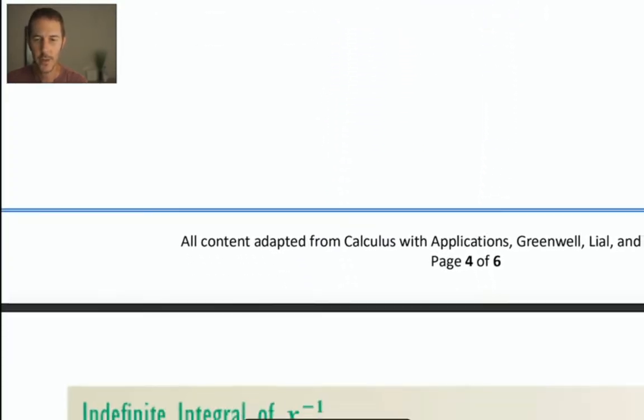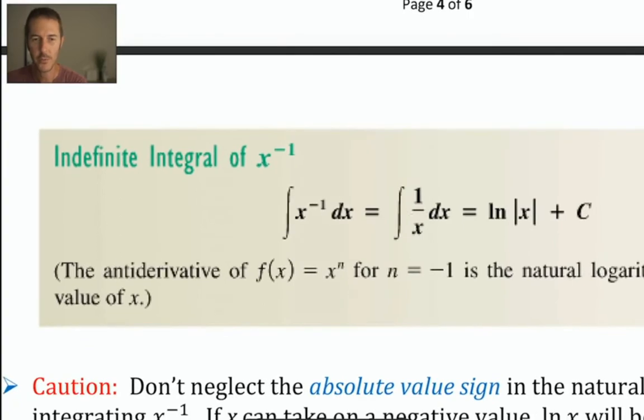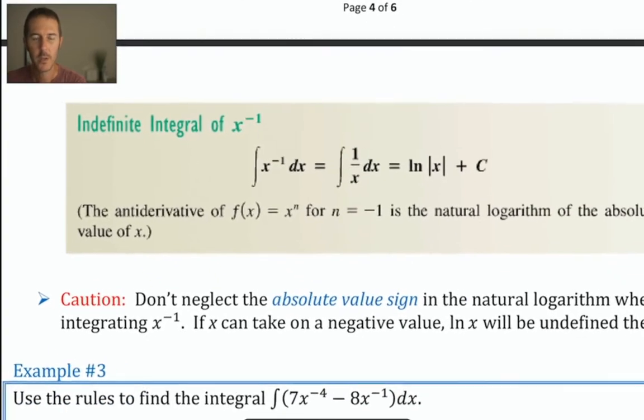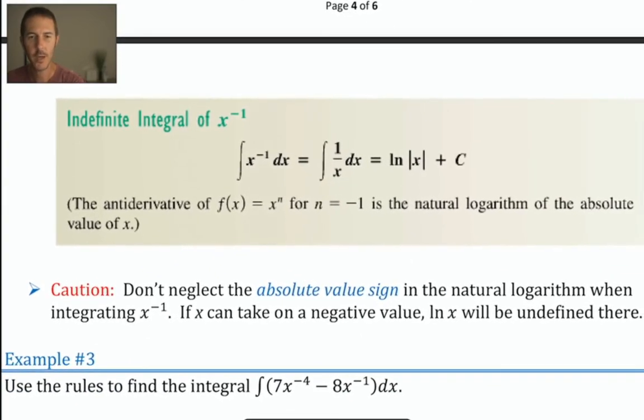What else? What else do I have for you? Another couple of pages worth of goodies. Here we're taking the integral of x to the negative first power with respect to x. In other words, the integral of 1 over x.